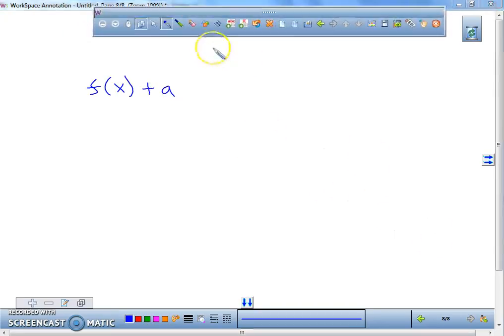All right, everybody. We're continuing with 3-2. We're dealing with families of graphs. Are we on the map? Yes.